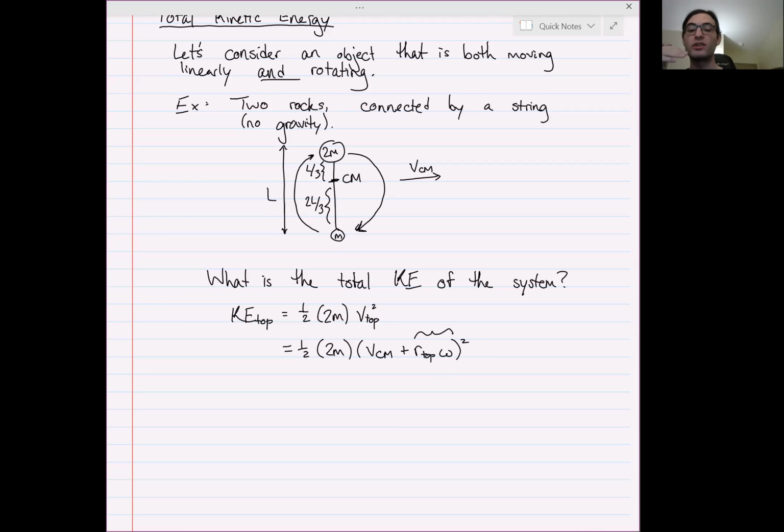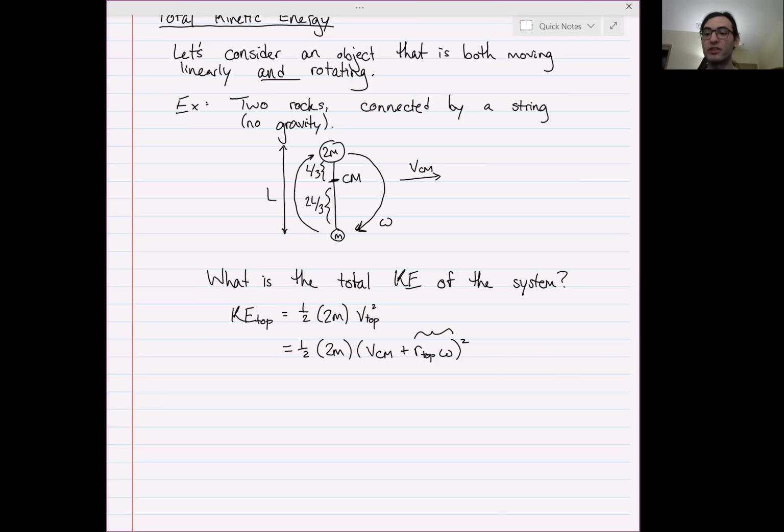Remember that the translational speed associated with rotation is just r times omega, where omega is the angular speed. You can think of this like on a carousel. How do you find the speed that the object is traveling at? The translational speed, if you know its rotational speed, is the distance times the rotational speed, and you can prove that by looking at how the arc length changes with time.